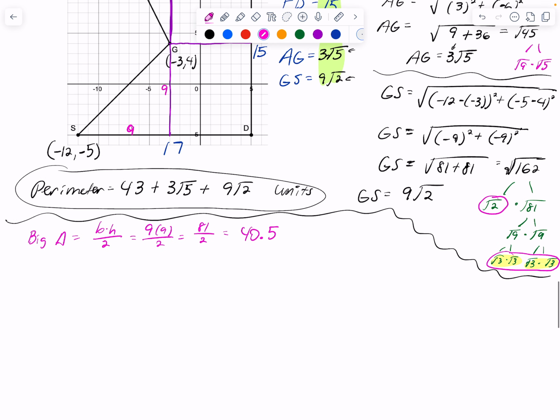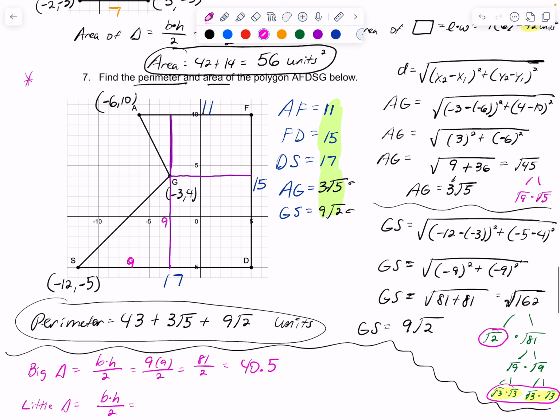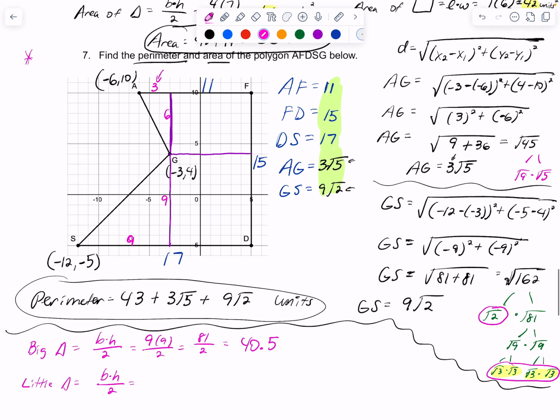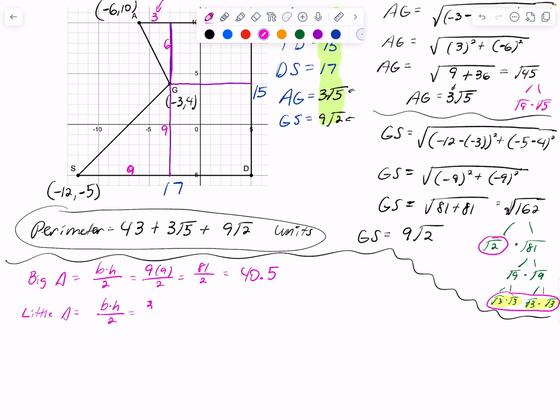Let's do the little triangle. So again, base times height over 2. I'm going to choose the bases over here. So that's 1, 2, 3. The height is 1, 2, 3, 4, 5, 6. Okay, that one's going to be an even number there. So 3 times 6 divided by 2, that's 18 divided by 2, which is 9.